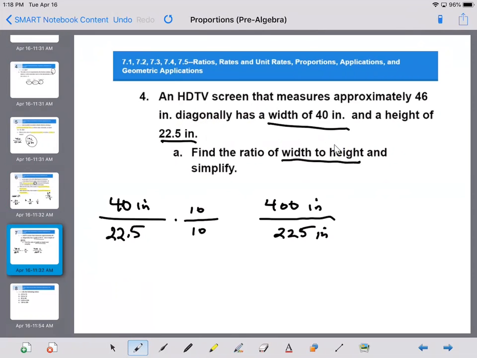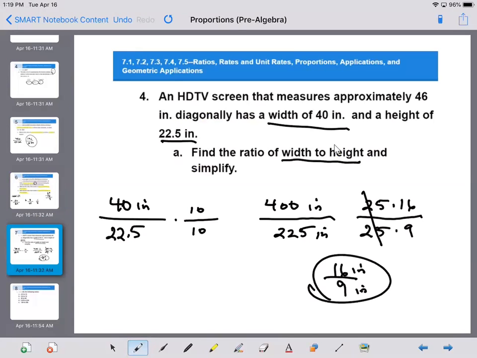Now think about dividing this. We've got 25 as a factor, so we could say 25 times 16 gives you 400, and 225 divided by 25 is 9. So the 25 factors will divide out, leaving you with 16/9. So 16 to 9 would be that ratio of width to height.